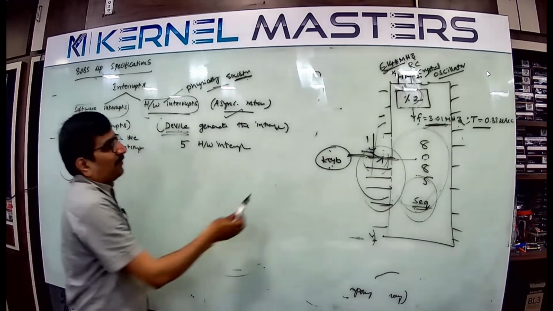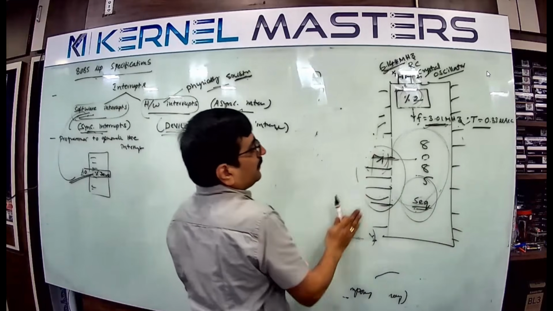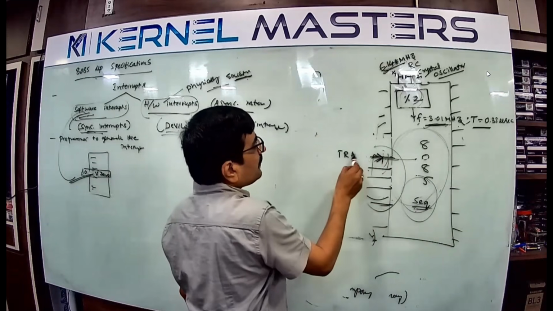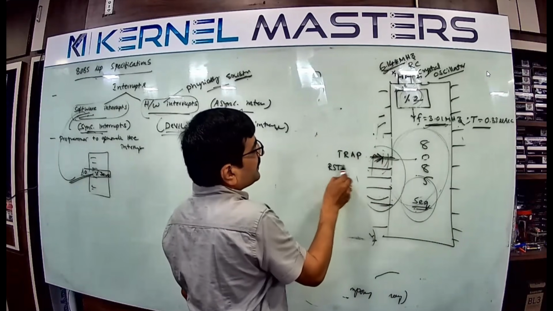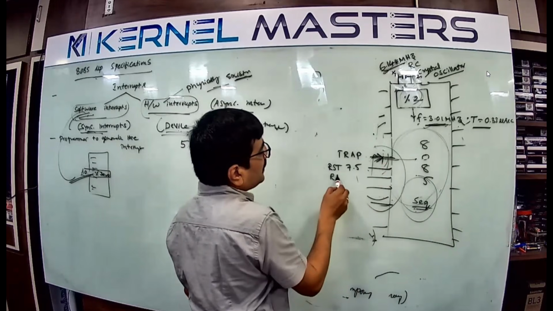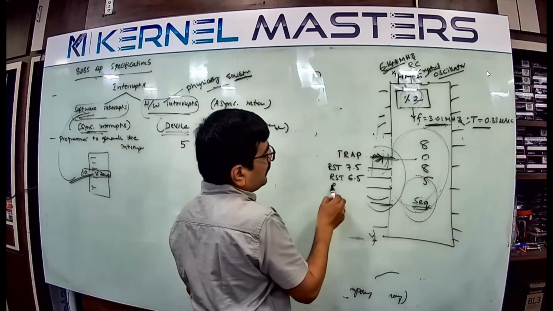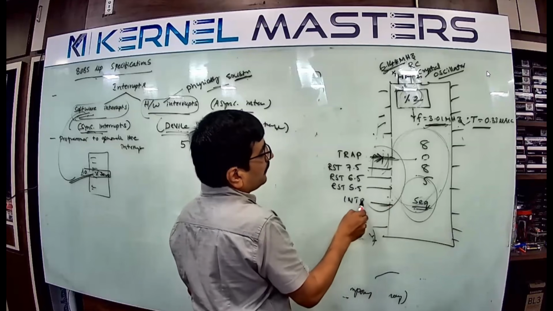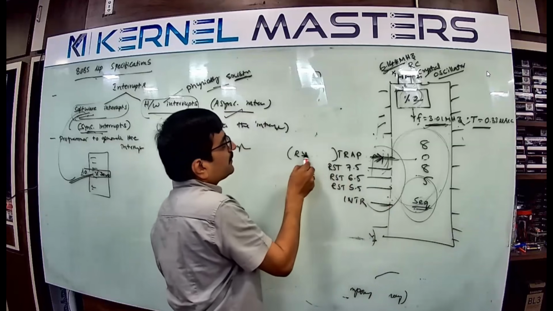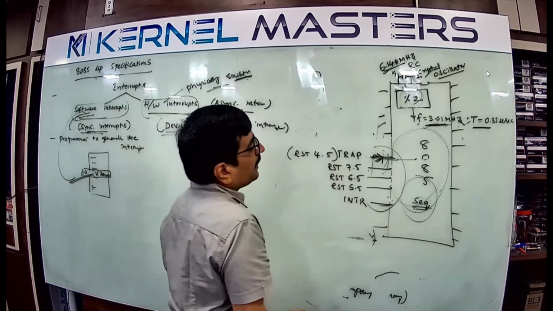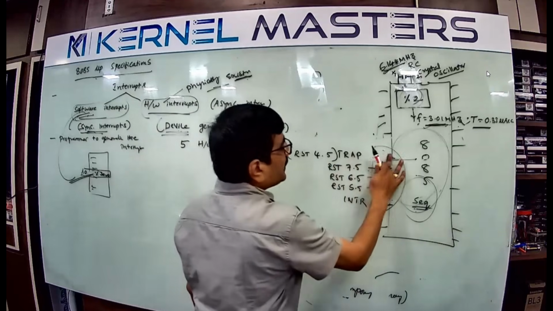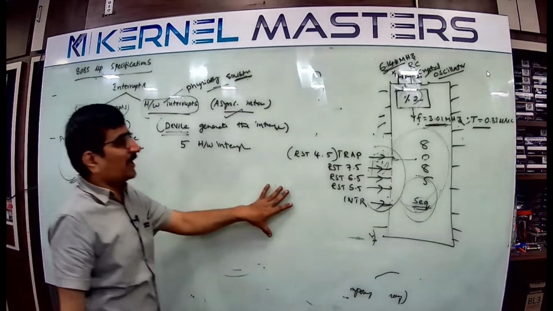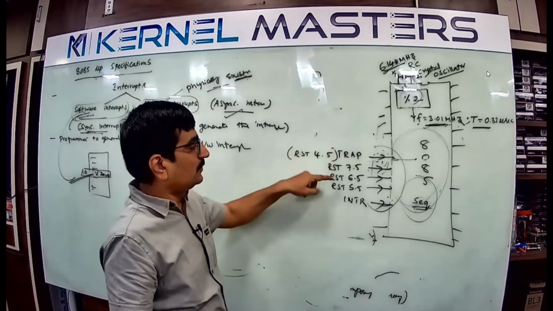Now the 5 hardware interrupts have names. The first interrupt is pronounced TRAP. The second is called RST 7.5. The next is RST 6.5. The next is RST 5.5. The next is INTR. TRAP is also called RST 4.5. These interrupts are all input direction only. So the 8085 microprocessor has only 5 hardware interrupts: 1, 2, 3, 4, 5.